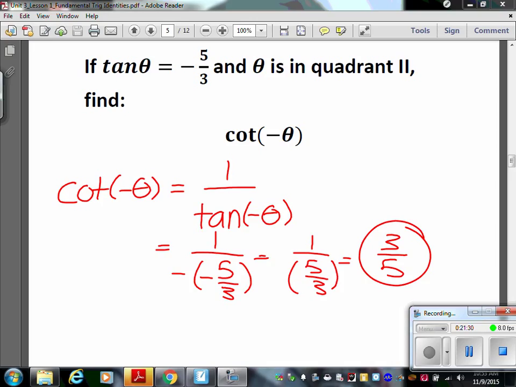So cotangent, I can relate cotangent and tangent using a reciprocal identity. And then you have to pay attention here. I want the cotangent of negative theta. So cotangent of negative theta is equal to 1 over tangent of negative theta. I plug in negative 5/3. And the negative out here comes from the fact that I'm dealing with negative tangent, which makes it positive. And then 1 over 5/3 is 3/5.